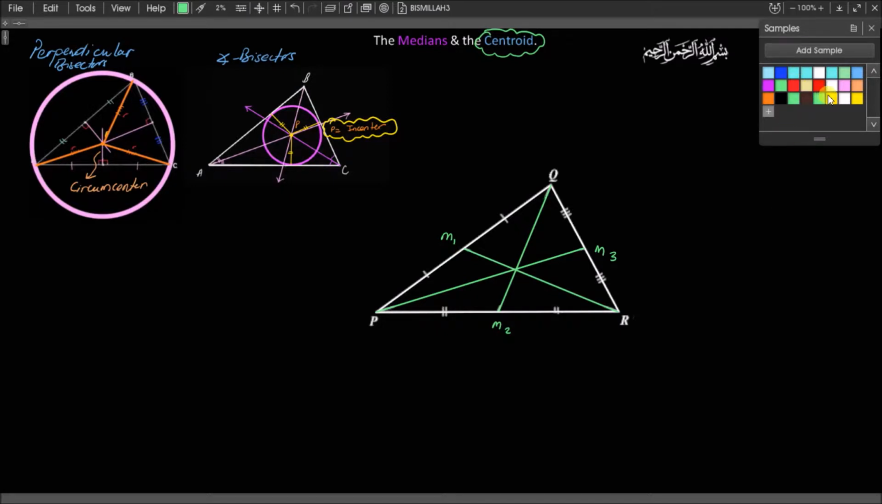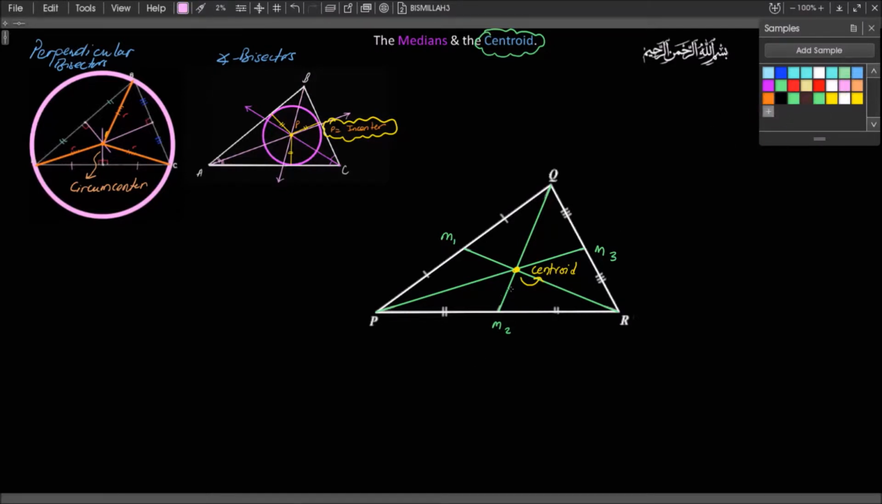Ta-da! Now this point is also special, right? So the point of concurrency of the medians, this point right there, that's called the centroid. So this point right here would be the centroid. Now what's special about the centroid, you say? Well, there's two things that are very, very special about the centroid. There's no circle that it circumscribes or inscribes, etc. But there's something very special.